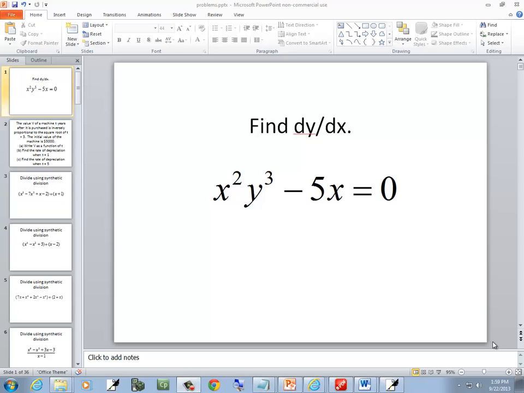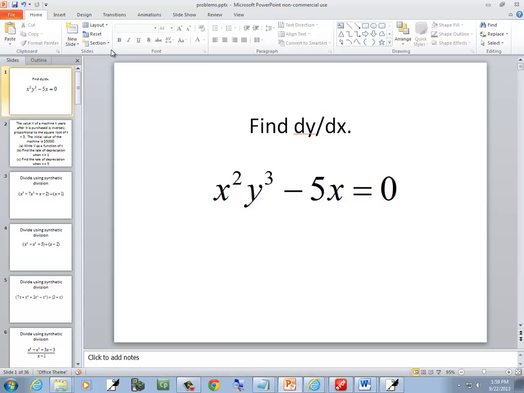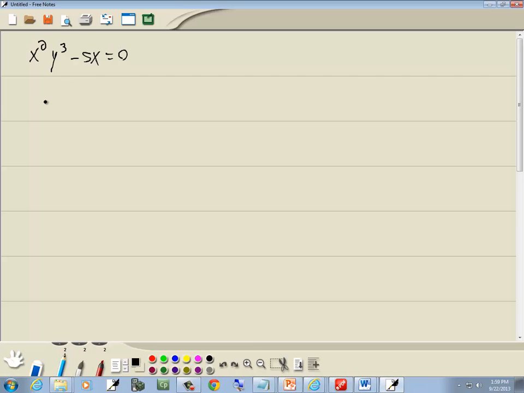Let's work this problem. I want to find dy/dx. We've got x squared y to the third minus 5x is equal to 0. Now I'm going to take the derivative of everything where it's sitting. So we'll take the derivative with respect to x of x squared y to the third, minus the derivative with respect to x of 5x, equals the derivative with respect to x of 0.